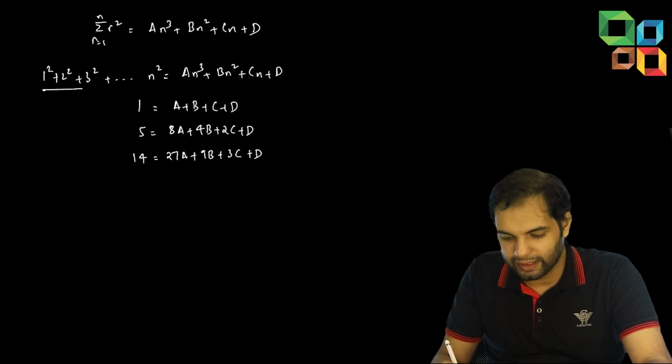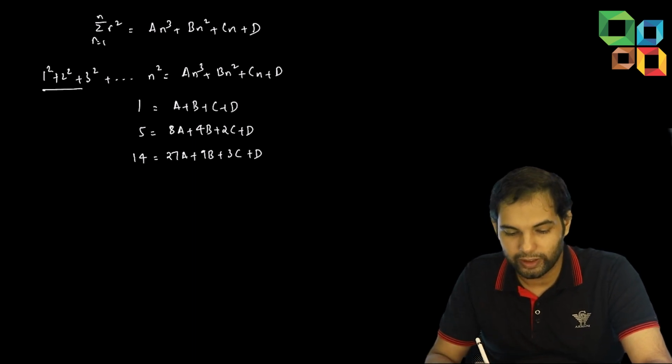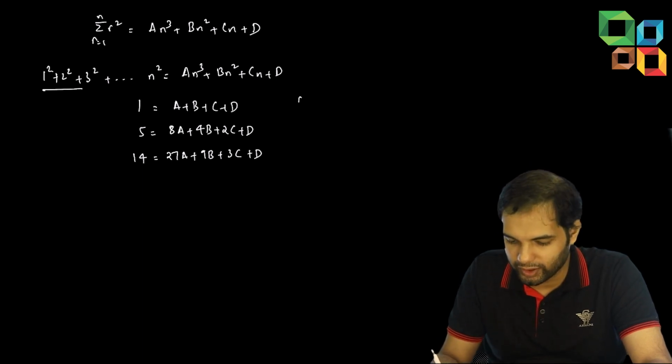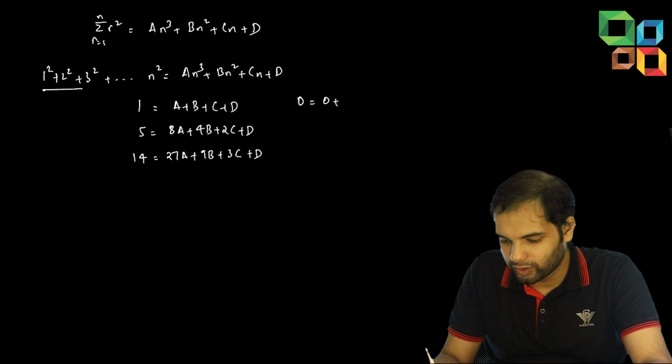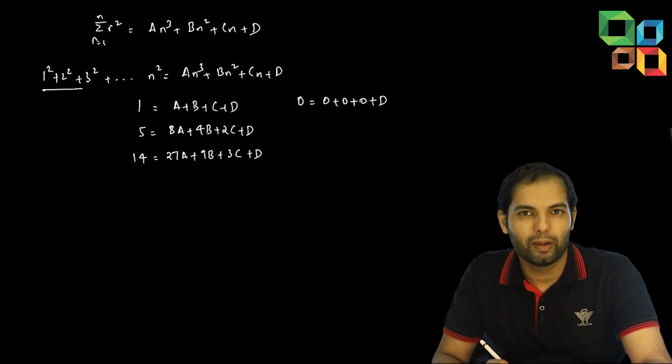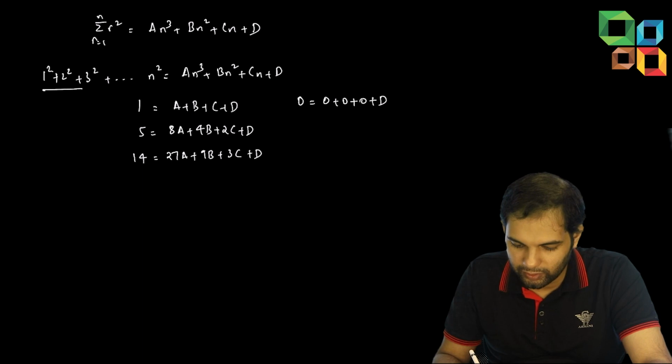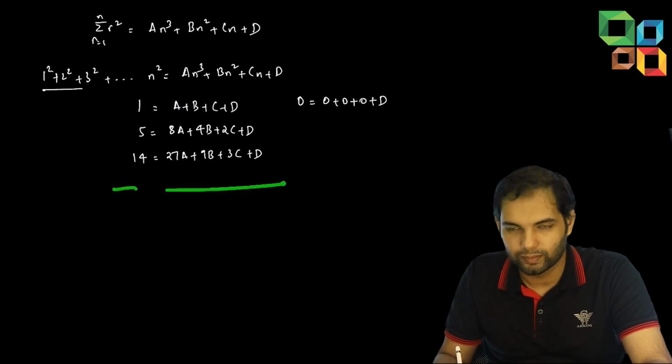Now, because we didn't take n equal to 0, we have to take one more term. So we'll just try to simplify by taking n equal to 0. So this will be 0 plus 0 plus 0 plus d. So d is nothing but 0. Otherwise, you have to take n equal to 4 and write another equation.